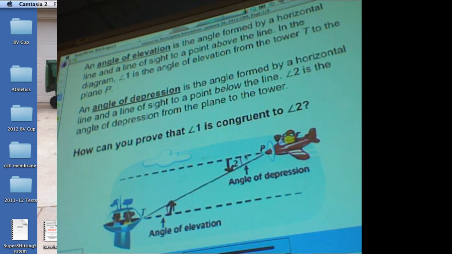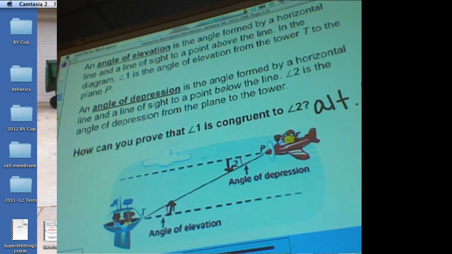Now I want you to take a minute and think about how you can prove that angle 1 is congruent to angle 2. Pause the video and jot down some thoughts. Hopefully you remembered that parallel lines with a transversal create congruent angles. Angles 1 and 2 are alternate interior angles. And we remember that alternate interior angles and parallel lines, they are congruent.